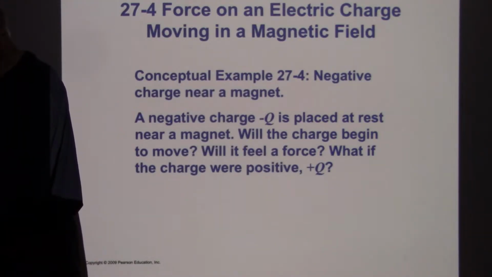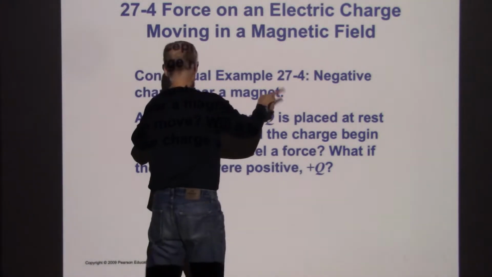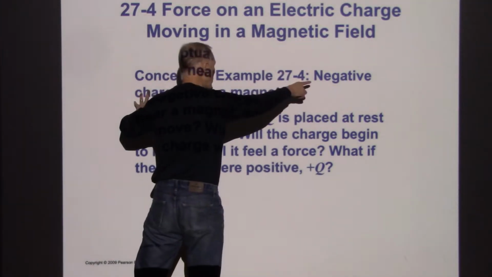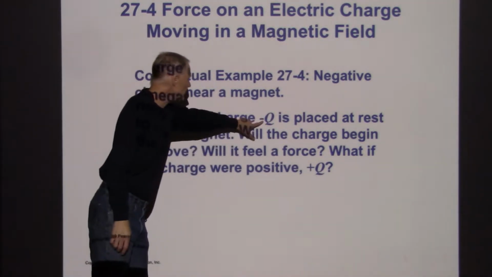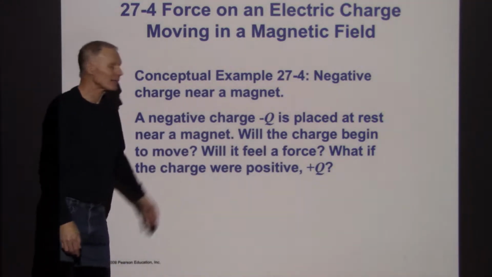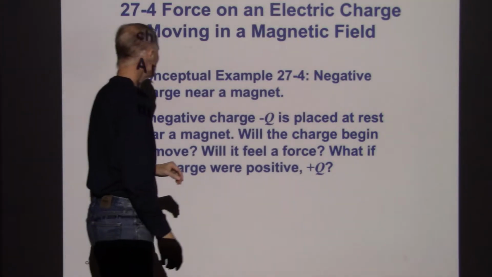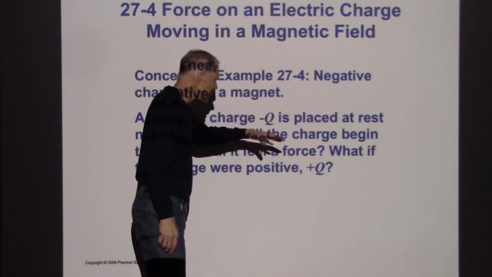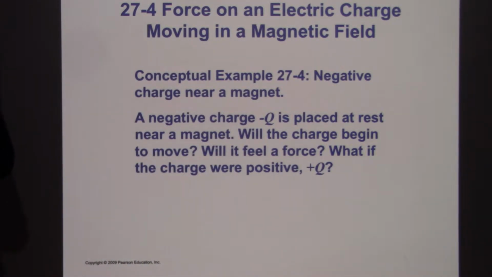Let's see, here's another example. It says, what would happen if we have a magnetic field? Now what they're saying is we're going to take something that has a negative charge near a magnet. A negative charge, negative Q, is placed at rest near a magnet. Now the idea here is that the magnet will be surrounded by a magnetic field. The magnet will be generating a magnetic field. And so the question is, if I take a negative charge and just place it at rest in a magnetic field, will it experience a force?